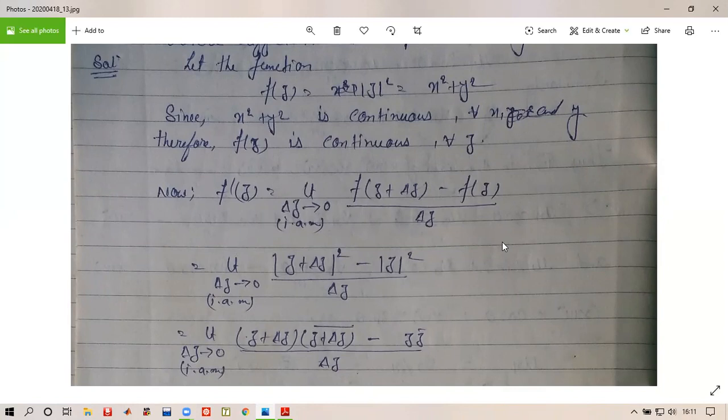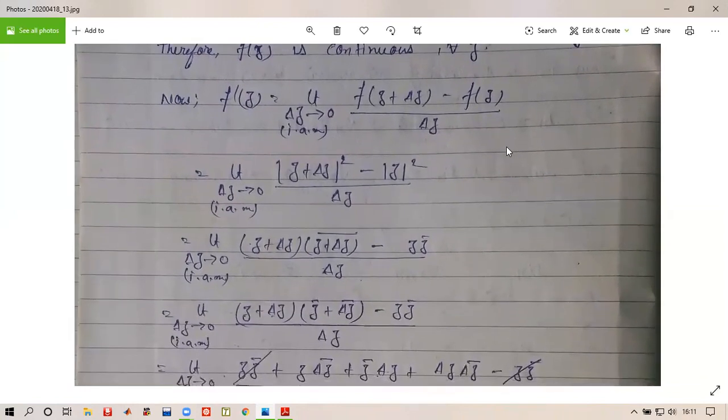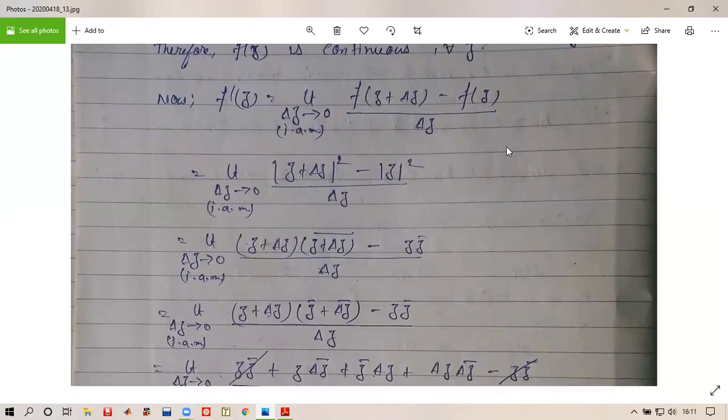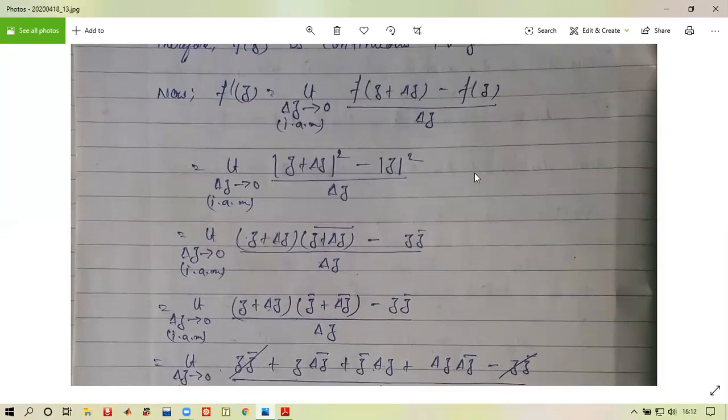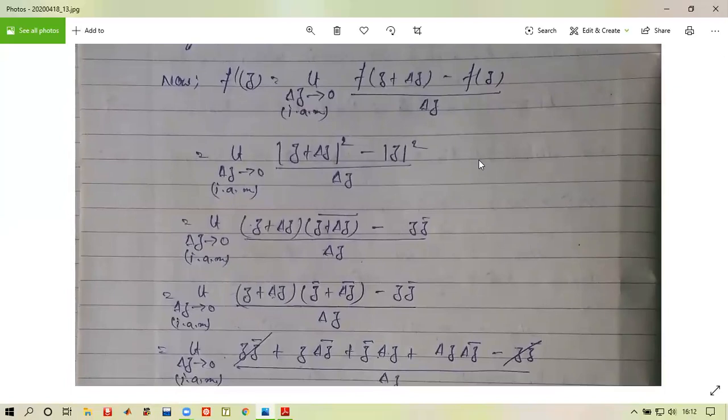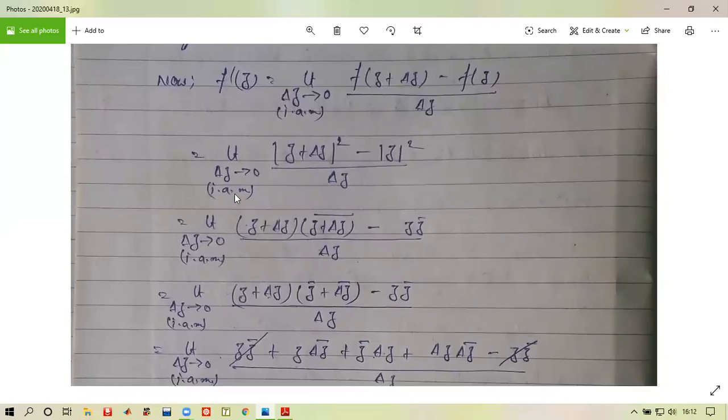And we know that the definition of a derivative is f prime z equals limit delta z tends to 0 in any manner, f of z plus del z minus f of z by del z. This definition comes from the ab initio method, or we can say the principle of first position. Now, simplifying this, substituting the value of the function, which is mod z square, limit delta z tends to 0 in any manner, mod z plus del z whole square minus mod z square by del z.